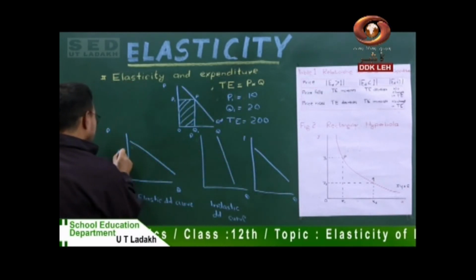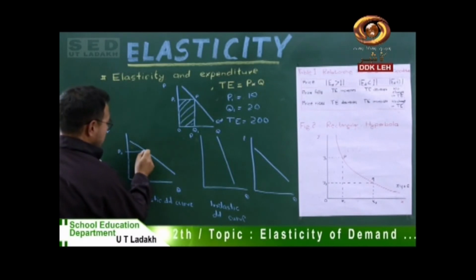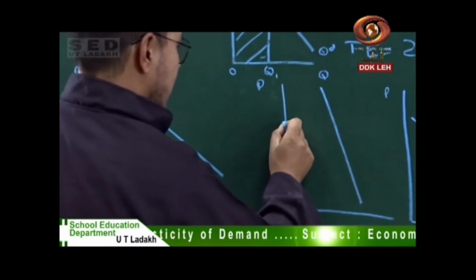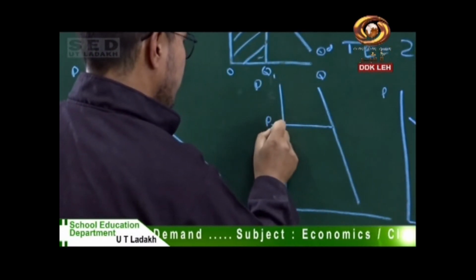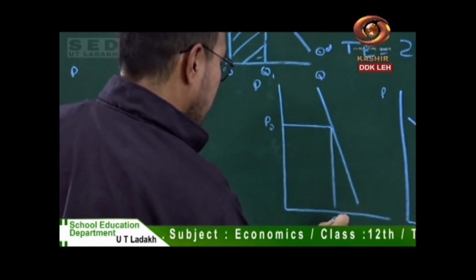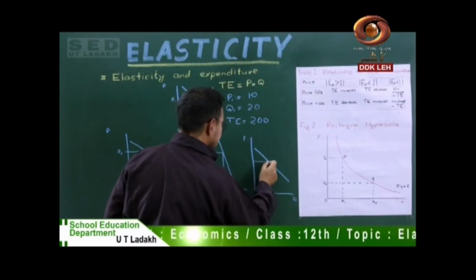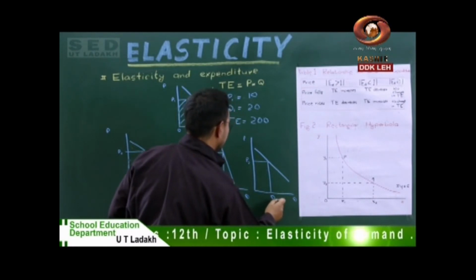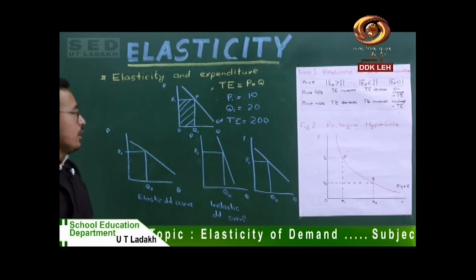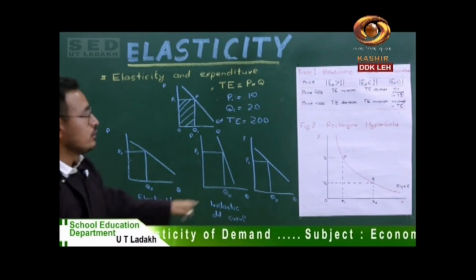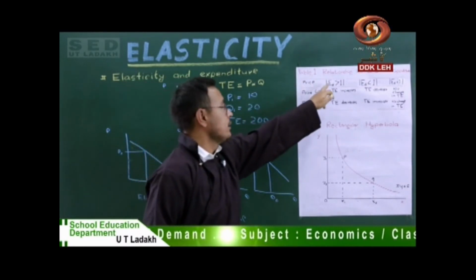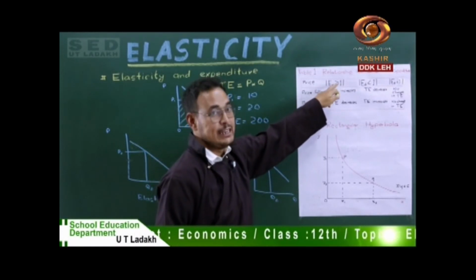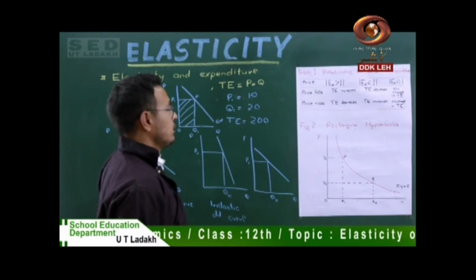Now suppose this is your initial expenditure, P naught, Q naught, this entire area. Over here I also draw the same, P naught, Q naught, and say P naught and Q naught. Now the first is your elastic demand curve. In this table, this portion represents your elastic demand curve. Here the absolute value of ED is greater than 1. So this is this curve.